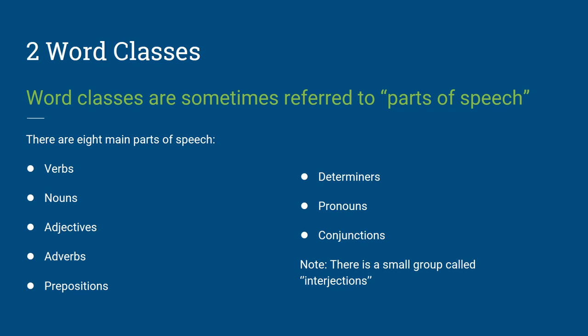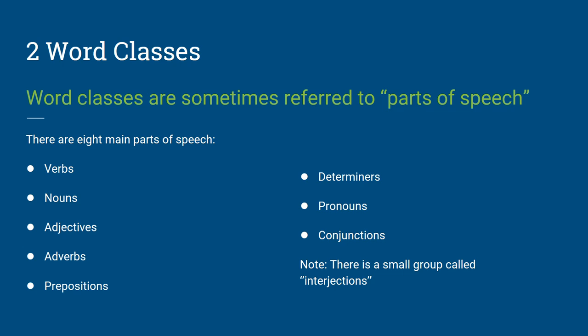So the first thing that we touched on was words. And words, as we know, can be classified differently. There are 8 main types of words, also known as parts of speech. We have verbs, which represent actions, nouns, which represent people, places, or things. We have adjectives that describe nouns, and adverbs that describe in a way the verbs. They tell us how the action occurred.